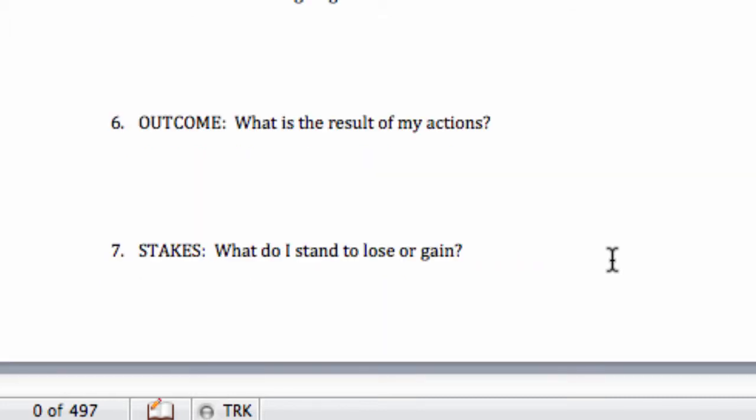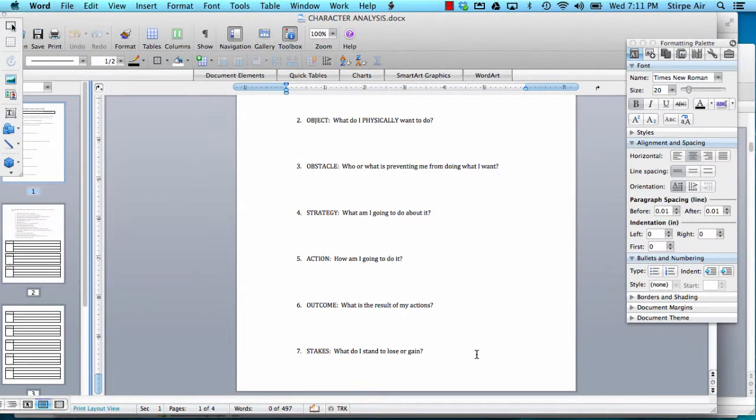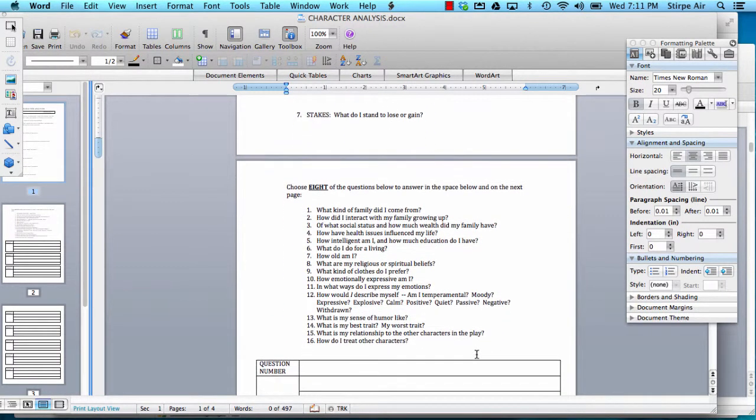You see, this gets into the stakes. Many times a character can get something, and there's always the potential that he or she could lose something. And you have to ask yourself, if your plan goes correctly, or if you're able to survive what actually happens, what does your character stand to lose? And what does your character stand to gain? All right, that's the first part of a character analysis.